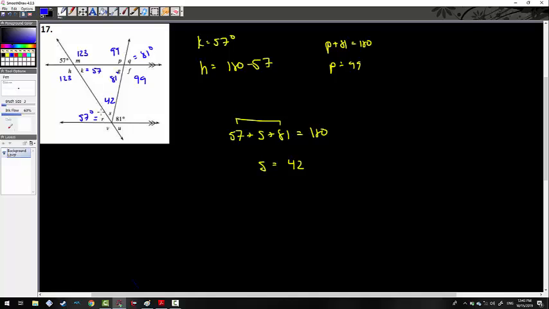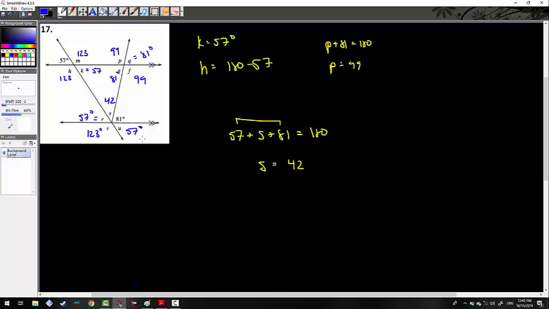Last but not least, we've got this line here, 17. We know that R and V are a linear pair, so I just need to do 180 minus 57 to get V. That will get me 123 degrees here, and I know that V and U are also a linear pair, so I can say 123 plus U equals 180. That makes U 57 degrees.